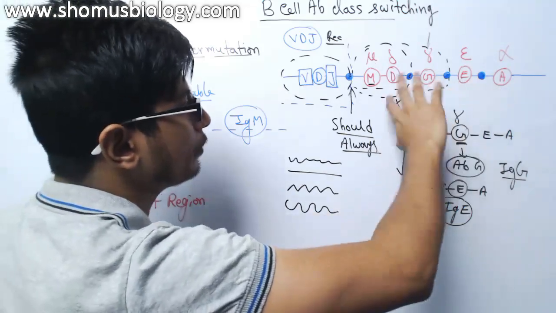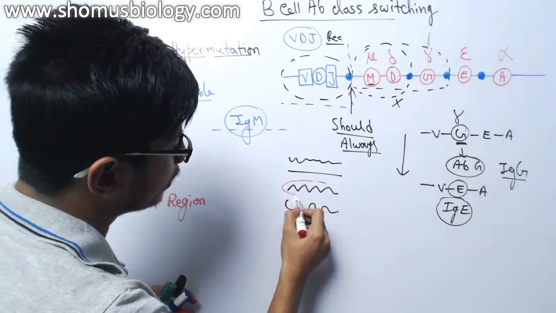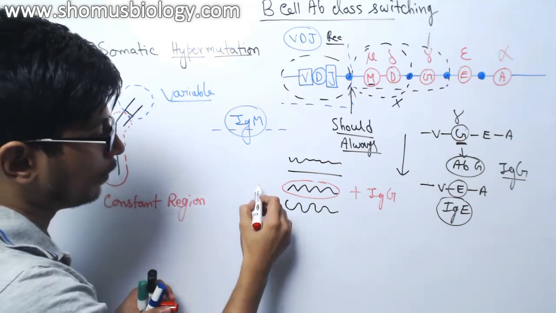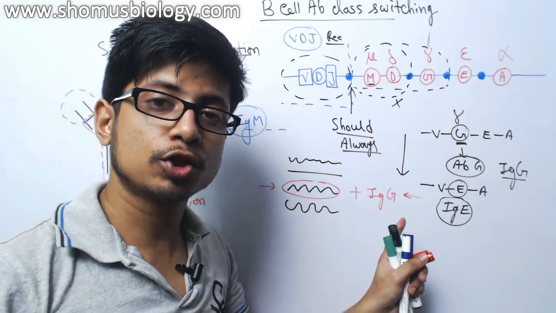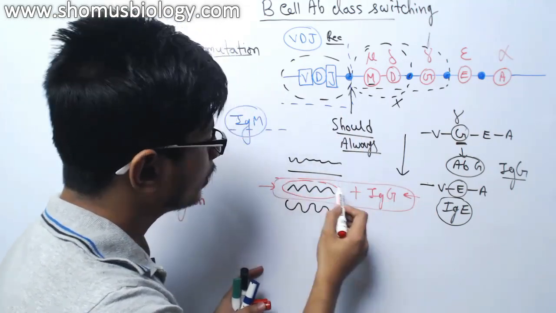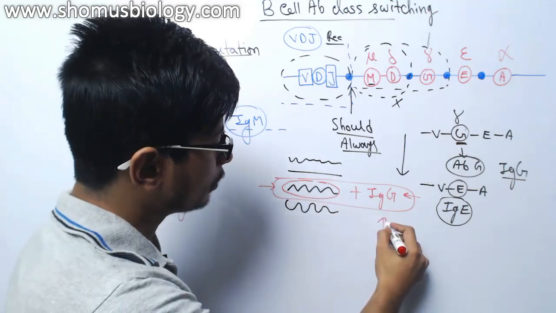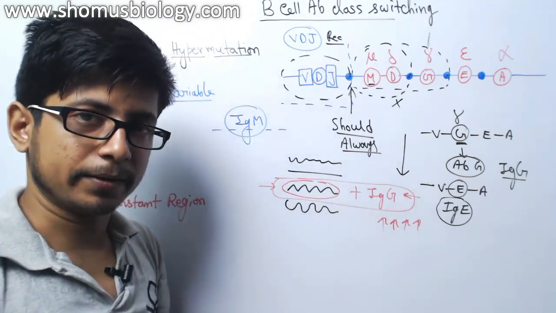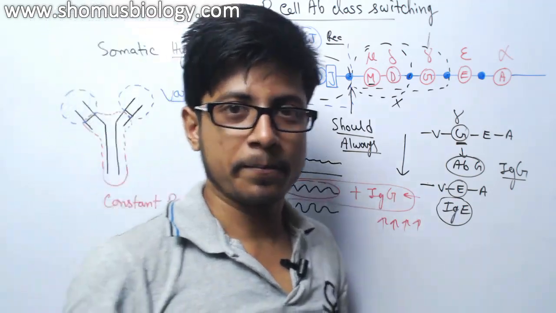Now for example, after trying with different varieties, they find out that this variety of variable region along with IgG is capable enough of binding with a newly invading pathogen or antigen. So that B cell will be guided to make more and more of the same type of IgG molecules, the same type of antibody, and the population of this type of IgG starts increasing in the environment, in the body, and then they will fight against that pathogen, that infection.